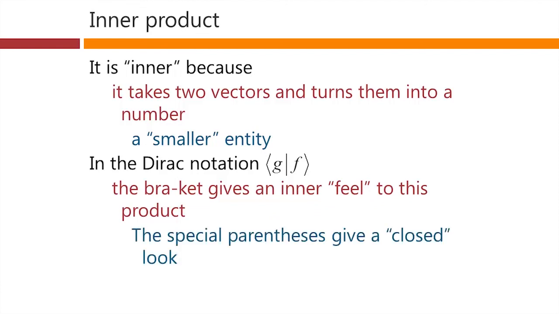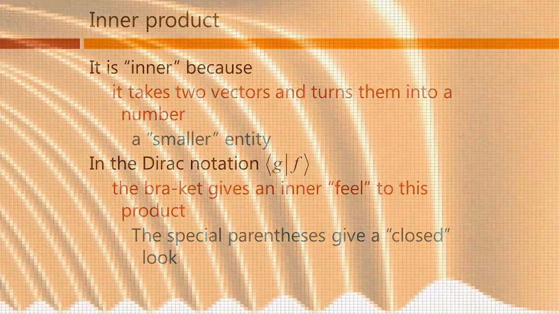And this special parenthesis, as I said, gives a kind of closed look to the whole object. Now, whether you see it that way or not is not important, but it's something you get used to when you're working with the Dirac notation. You start to see these things and say, yes, that's a number. It's just enclosed here in these special brackets.